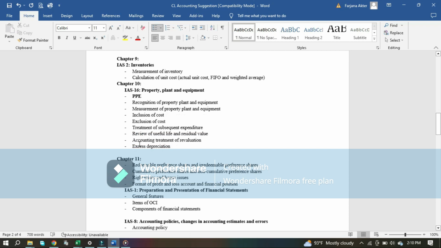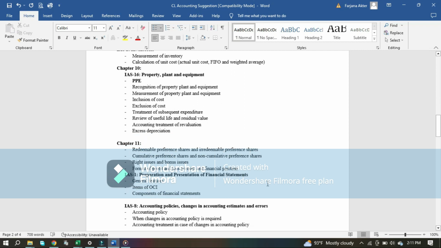Recognition of property, plant and equipment. Measurement of property, plant and equipment. Inclusion of cost. Exclusion of cost. Treatment of subsequent expenditure. Review of useful life and residual value. Accounting treatment of revaluation. Excess depreciation.